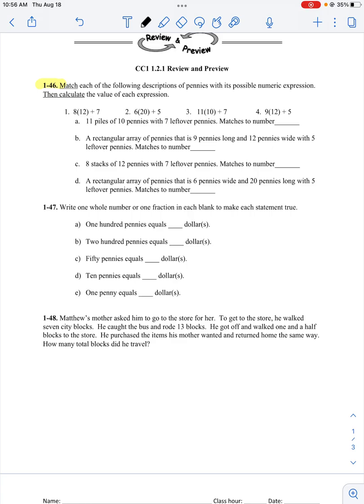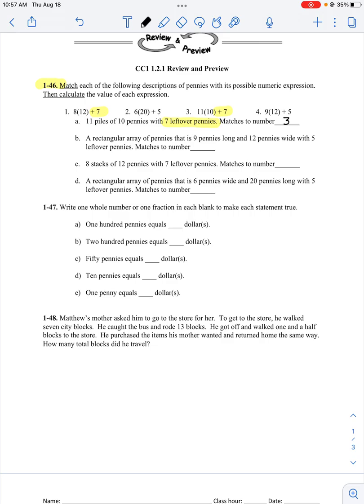So if I look at the description of part A, it's 11 piles of 10 pennies with 7 leftover pennies. And it matches to number what? If I'm looking, I know it has to have 7 leftover pennies, which only leaves number 3 and number 1. But then it's 11 piles of 10 pennies, so it can't be number 1, it has to be number 3.